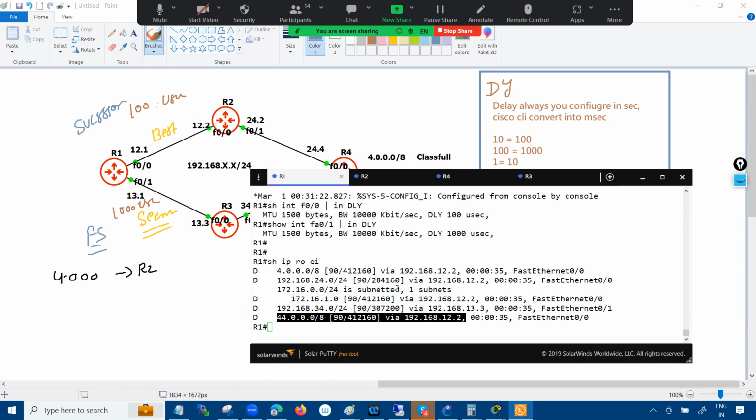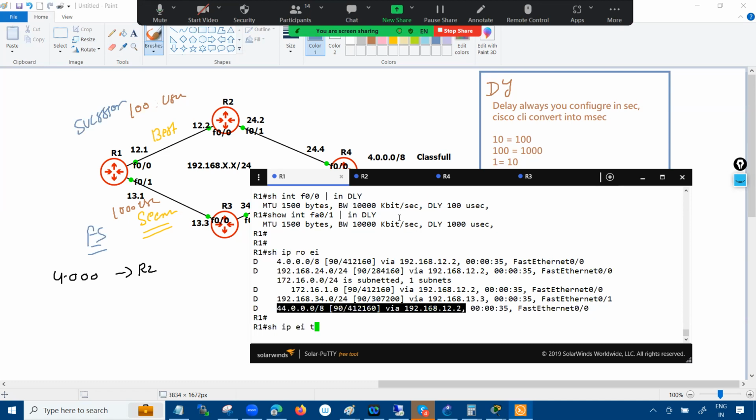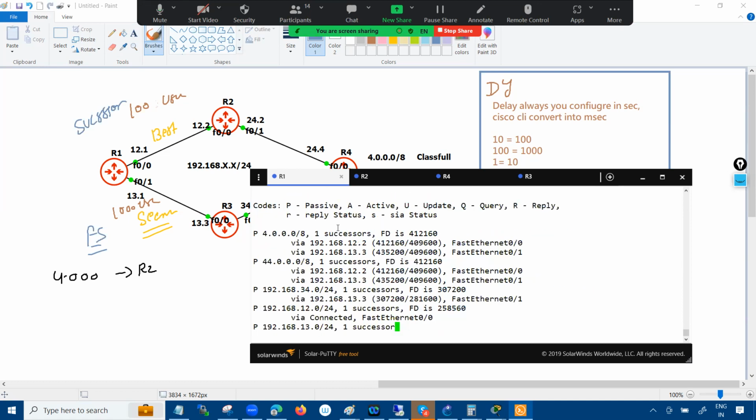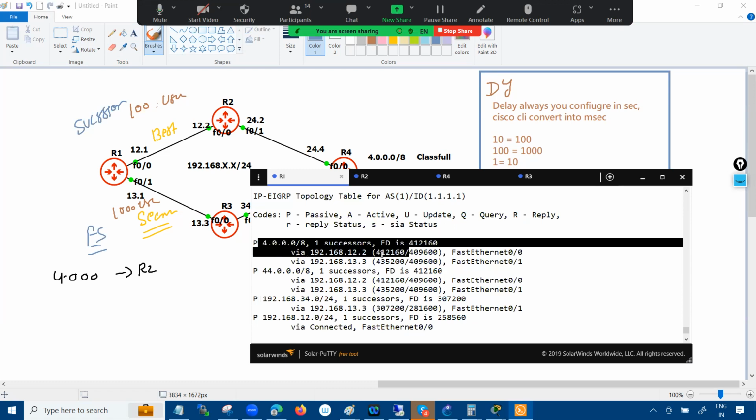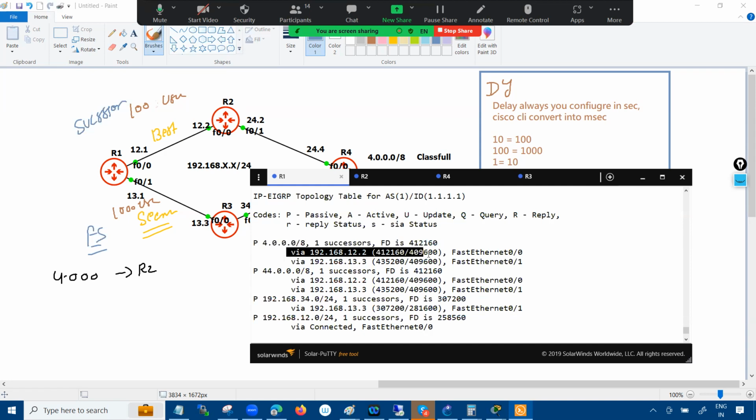If you see the topology table, show IP EIGRP topology, I have one successor for this particular network, which is this one, because it has a lower metric. Can you see that 412160? Previously it was 435200. So when I change the delay, it impacts the metric as well. The path with the lower metric will become the successor.